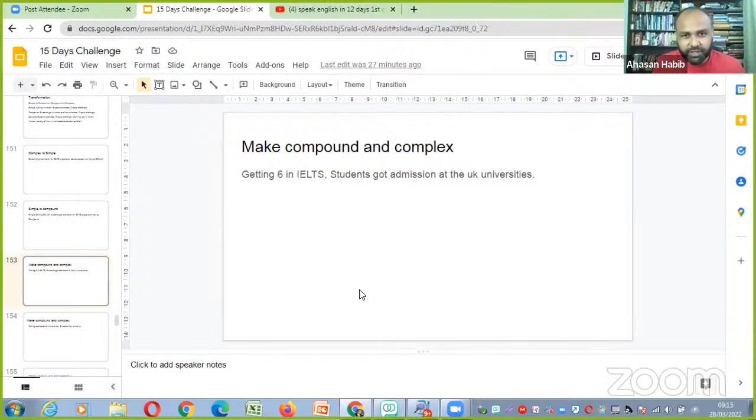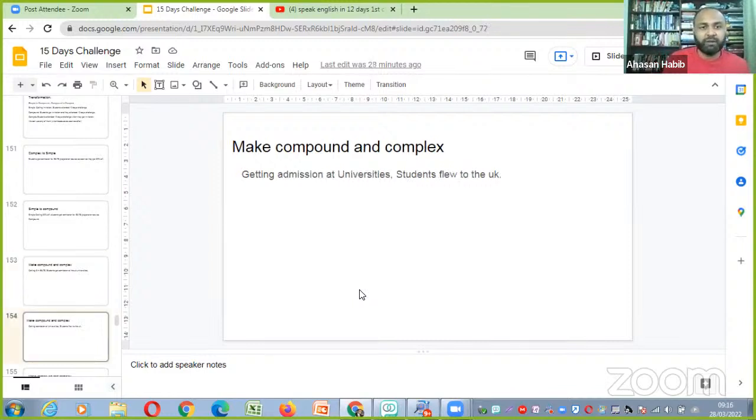So students got 6 in IELTS after they got admitted at universities. So you can say that as well. Right. So now we're gonna move a bit forward.